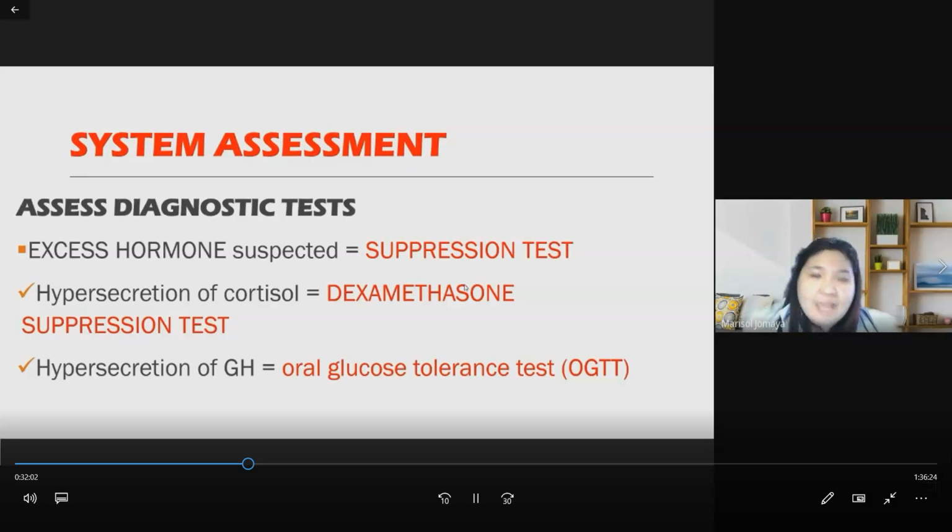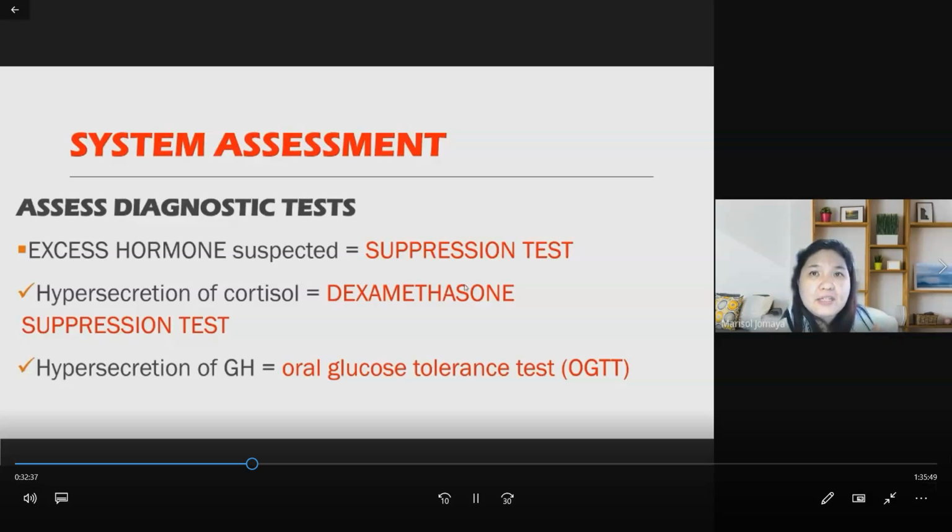And then if, for example, there is a high level of glucose there, that means there might be hypersecretion of your growth hormone, and at the same time, there will be problems with glucose management in your client. So that is your suppression test, okay? Suppression, because you want to put a stop to it. You want to make sure that this is something abnormal. So when you give a suppression test, you want to stop it temporarily.